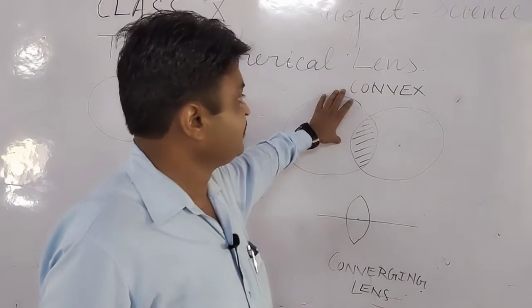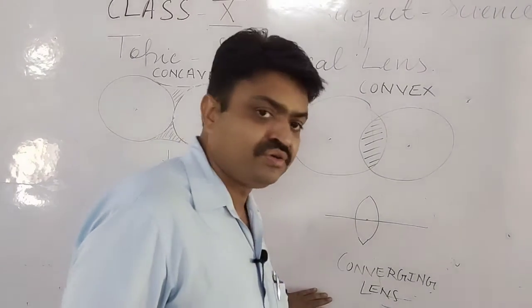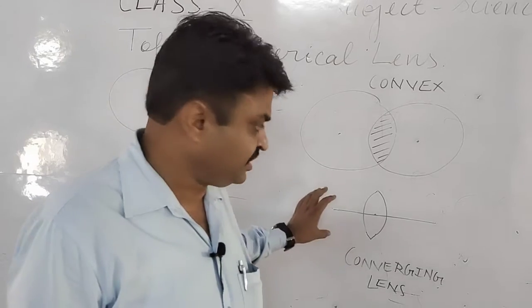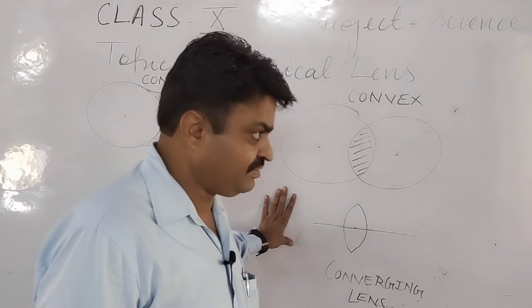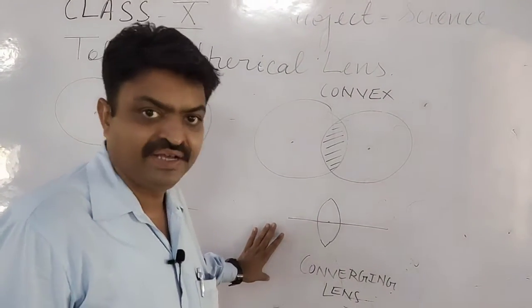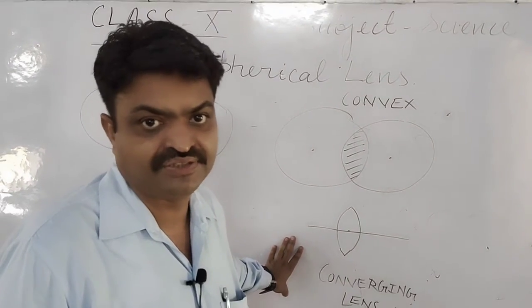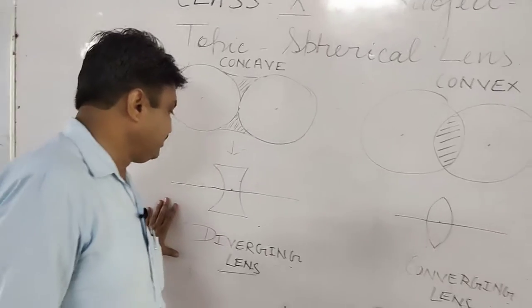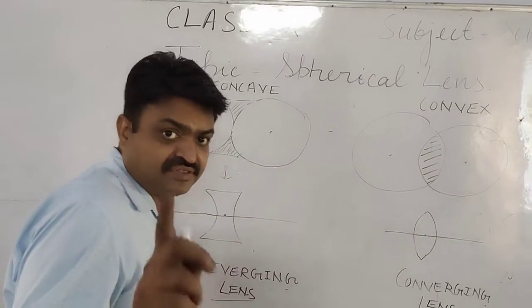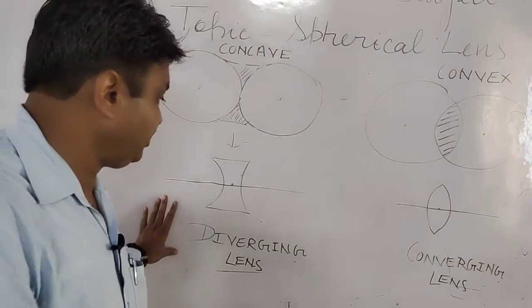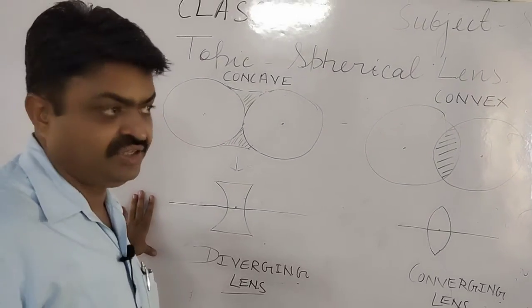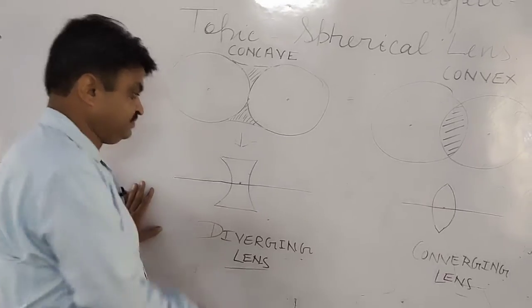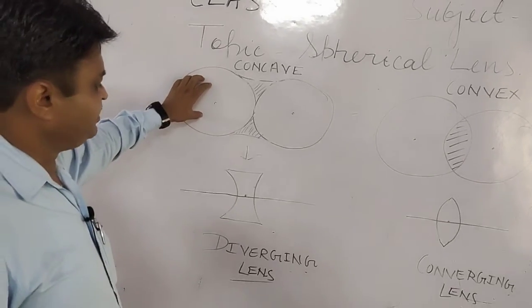This lens, the convex lens, is also known as a magnifying glass, and it is generally used in far-sightedness, student. And this lens, the concave lens, is used in near-sightedness.